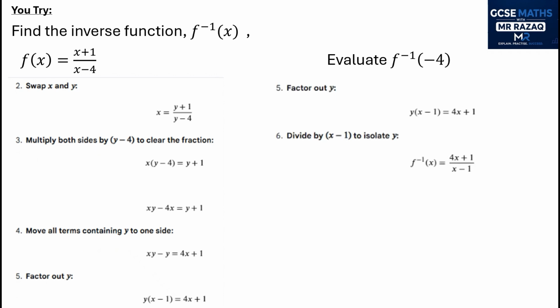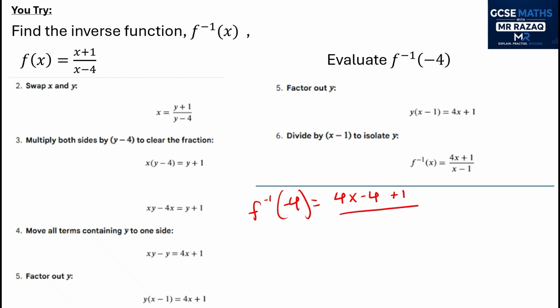And once you've worked out the inverse function, the second part is asking you to substitute the value minus 4 into this inverse function. And that would give me 4 times minus 4 plus 1 over minus 4 minus 1. 4 times minus 4 is equal to minus 16. Minus 16 plus 1 is equal to minus 15 over minus 5. And therefore, the answer is plus 3.